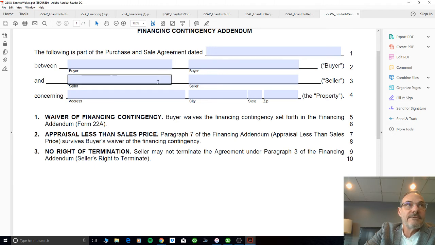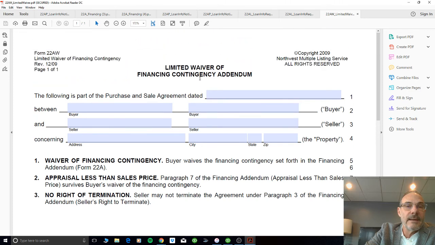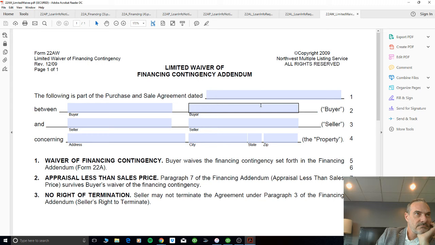So you want to waive just the financing. You're going to put 22A in. You're going to do 22AW, okay? Then I would put in also Form 13 that allows you still to inspect the property. And then if they're keeping the appraisal addendum in, you might want to ask them, are you willing to put some money towards a low appraisal? If so, you need to put in 22AD. If not, then don't worry about it. Just don't put it in. But you have the protection still of if it's less than sales price, you can negotiate with them.